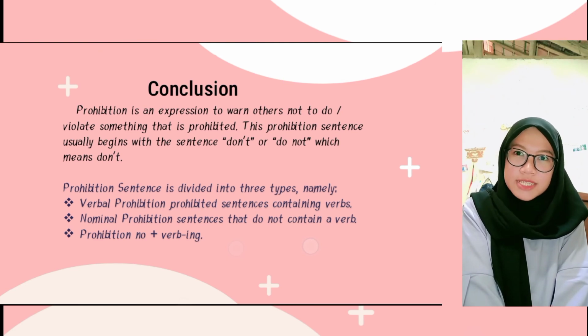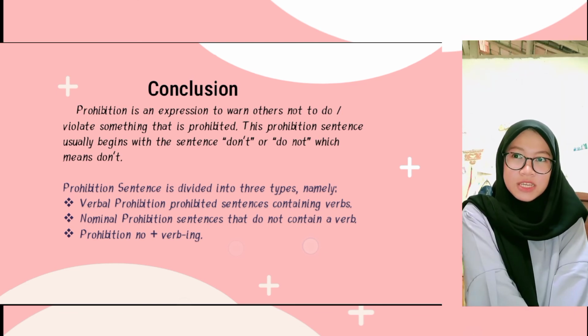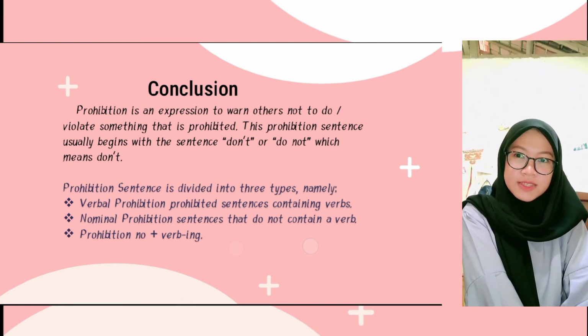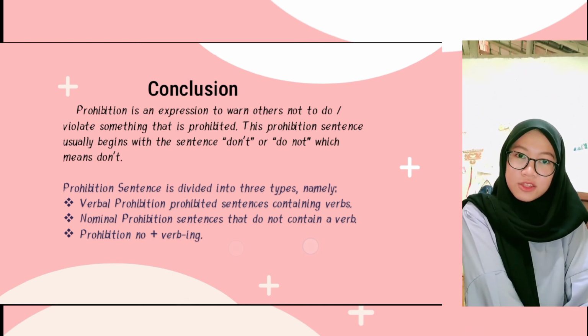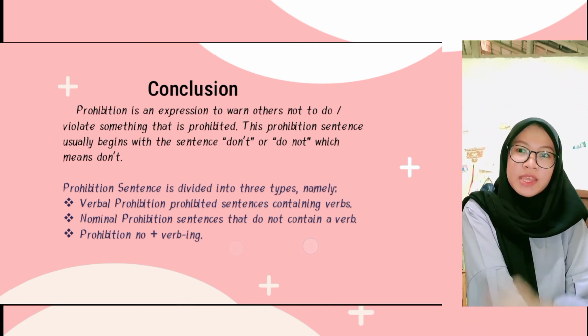So, conclusion. Prohibition is an expression to warn others not to do or violate something that is prohibited. This prohibition sentence usually begins with don't or do not, which means don't. Prohibition sentences are divided into three types, namely: 1. Verbal prohibition, a prohibition sentence containing verbs. 2. Nominal prohibition, a sentence that does not contain a verb. 3. Prohibition: no plus verb in.